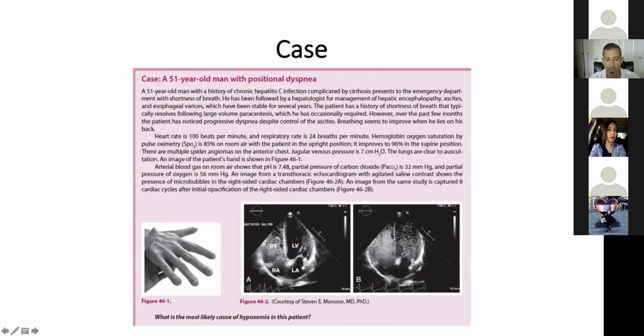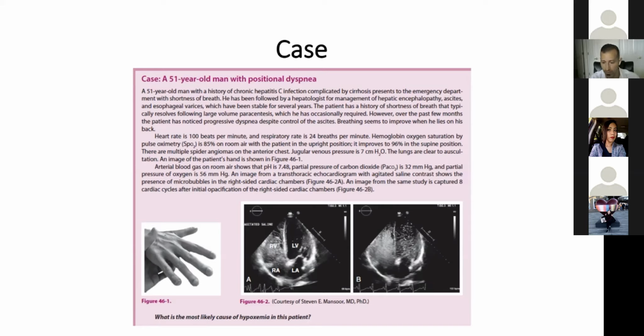And so the way the study works is you inject these microbubbles on the right side of the heart, and here you can see them. It's the hyperechoic material in the right ventricle. Now, normally the right ventricle is going to pump the blood to the lungs, and those bubbles will dissipate in the lungs, so they should never show up on the left side of the heart. If they do, you know that you have a right to left shunt somewhere, whether it's intracardiac or intrapulmonary.